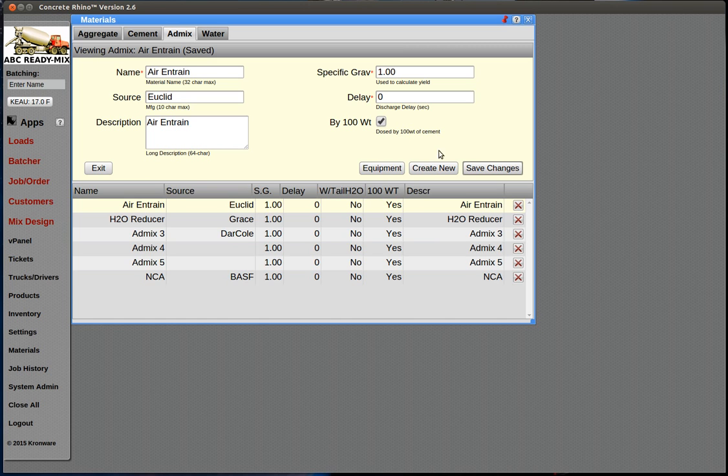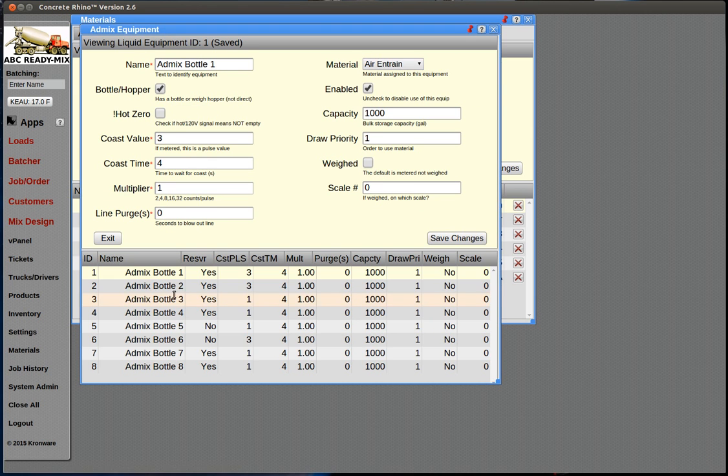Okay, so that's really all there is to a specific admixture. But then let's talk about the equipment. So for air entraining admixtures, here's the equipment.